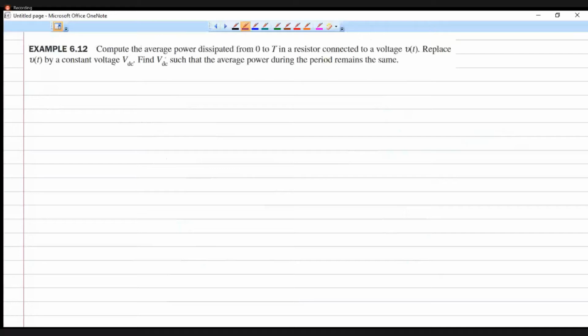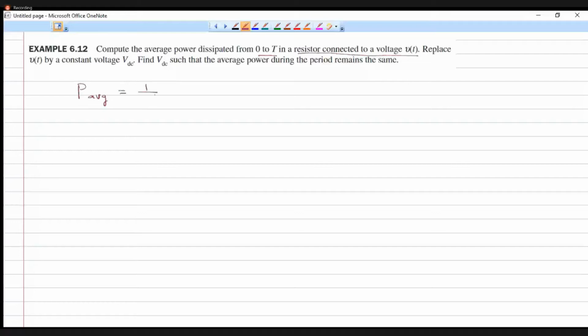For example, here a statement is given in which a network is mentioned. Compute the average power dissipated from 0 to T in a resistor connected to a voltage v of t. So what is the average power dissipated? We are asked for P average.